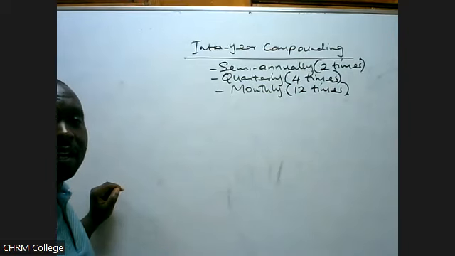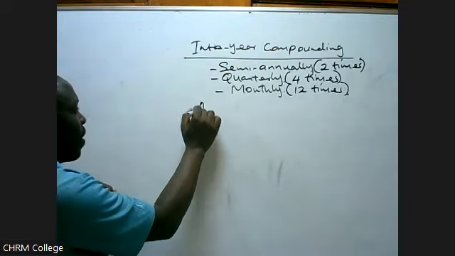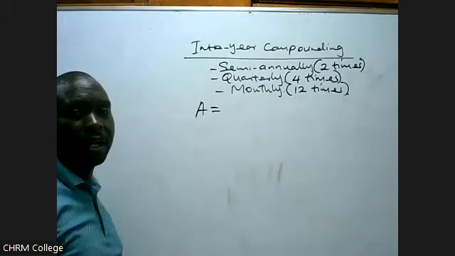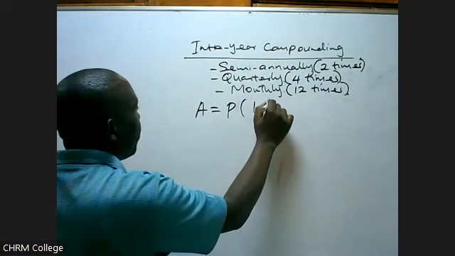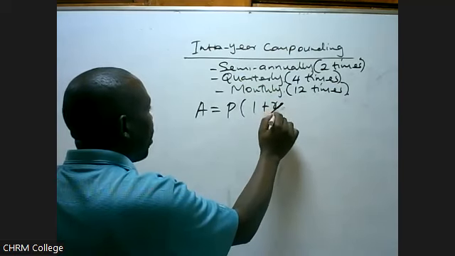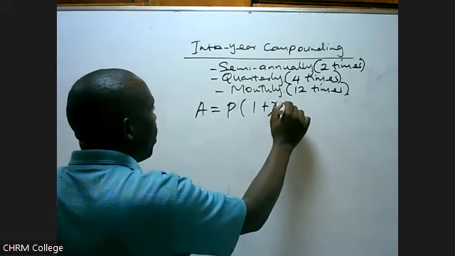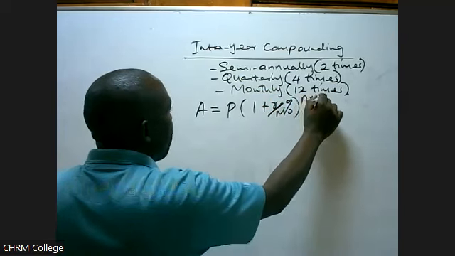When it is under the intra-year compounding, the formula for getting the amount at the end of the period is given by P into 1 plus R over M percent, raised to the power N times M.